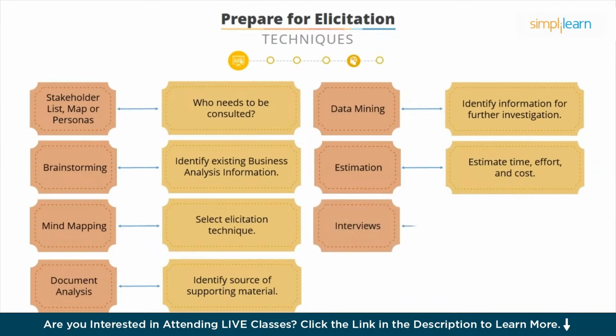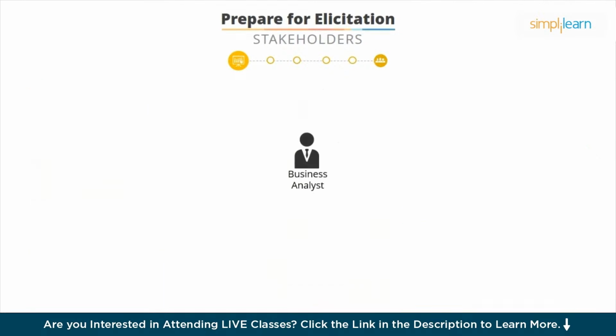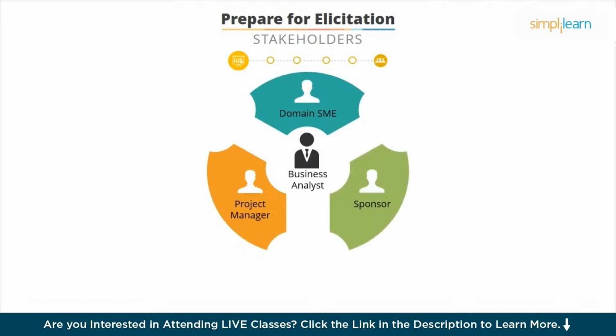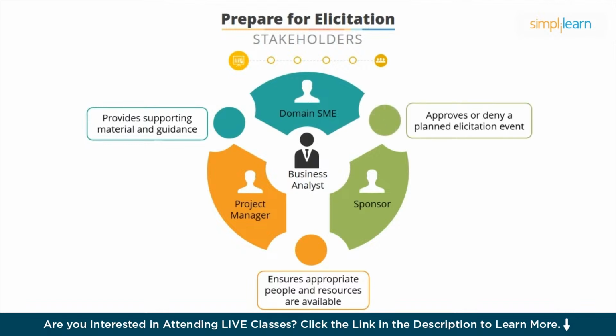Interview is used to identify concerns about the planned elicitation activity. Risk analysis and management is used to identify and assess the risk related to the elicitation session. The business analyst may involve the domain subject matter expert, the project manager, and the sponsor in this task. A domain subject matter expert provides supporting material and guidance. A project manager may help in ensuring appropriate people and resources are available for conducting the elicitation session. A sponsor may approve or deny a planned elicitation event.